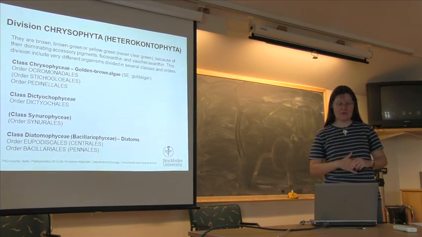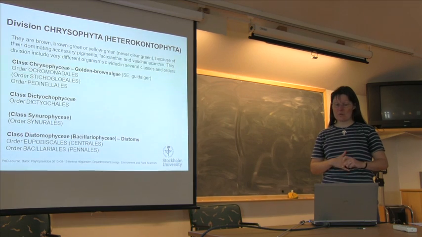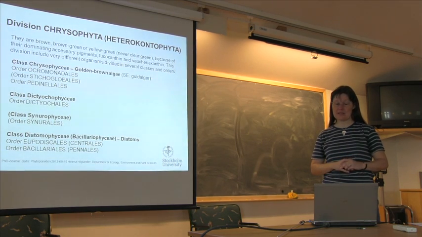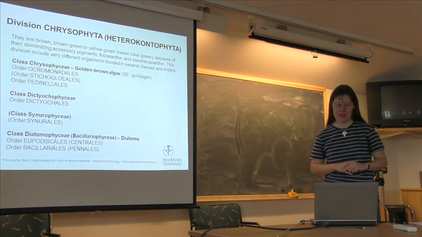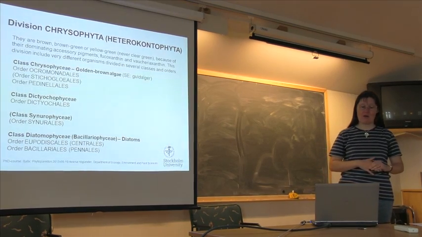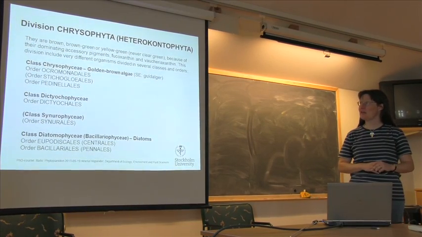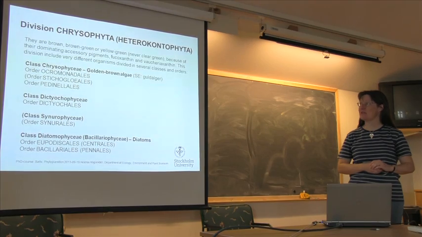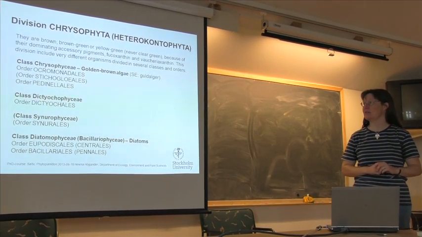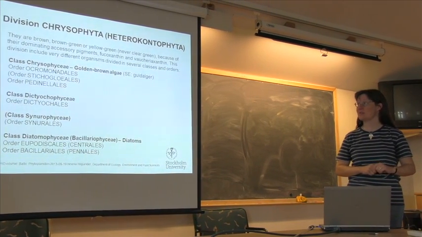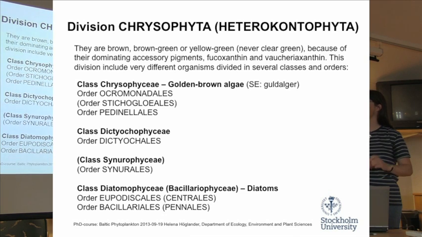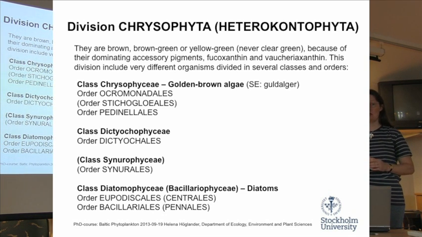And then we move over to another important group, the Ochrophytes, the heterokonts, and they are brown, green, yellow-green in color. Never really green, clear green colors, but it's due to the accessory pigments that they have that give them a bit more of this yellowish-brown color.